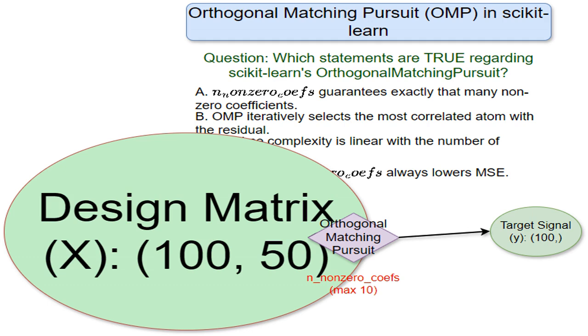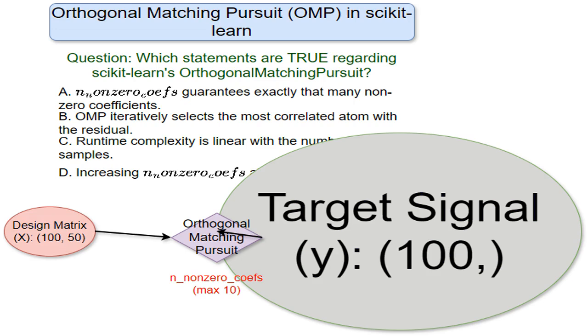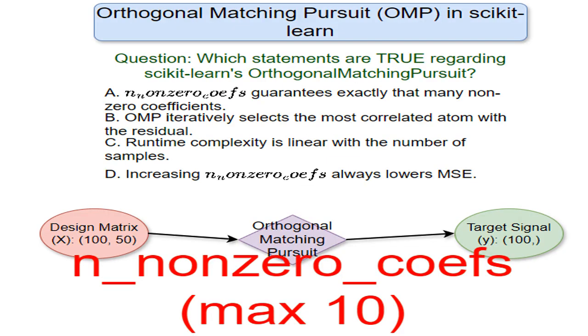Think of each column as representing a different atom or basic building block to reconstruct our target signal. This is what I want to reconstruct using the data in X. It's a signal with 100 values, matching the number of samples in the design matrix. My goal is to find a sparse representation, that is using only a few of the 50 columns in X to accurately model Y. This parameter controls how many non-zero coefficients I allow in my solution. I'm aiming for sparsity, hence a solution with at most 10 non-zero coefficients. This limits the number of features used to reconstruct my signal.